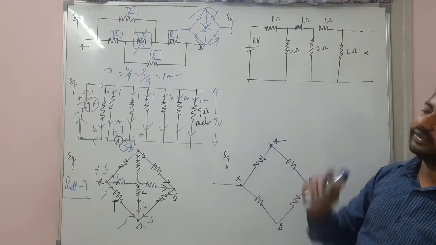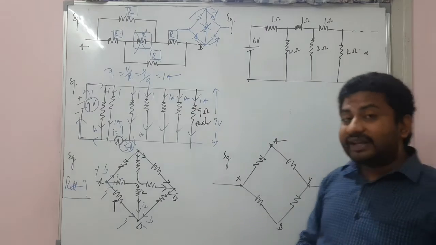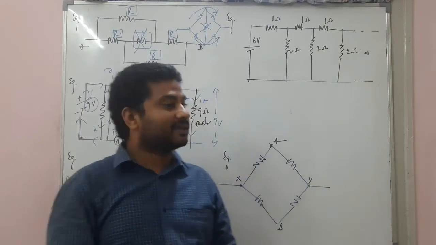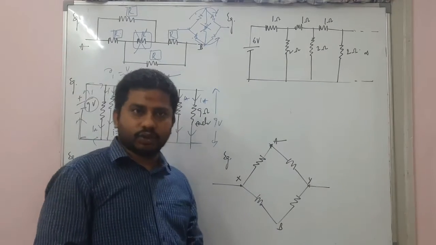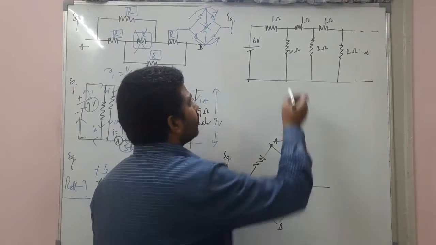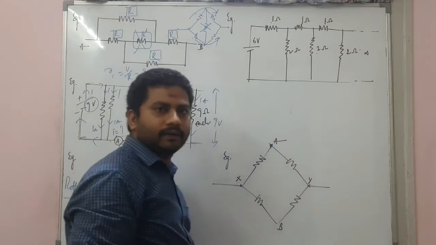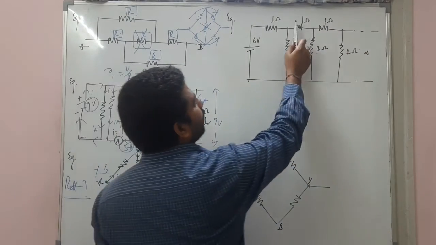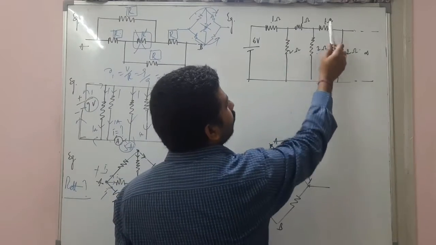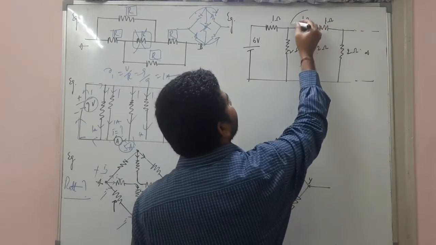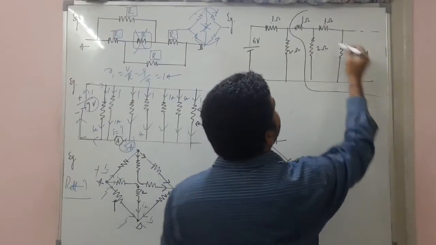Now, coming back to this. So this is an infinite ladder circuit. The name of this kind of question is infinite ladder circuit. See here. 1 ohm, 2 ohm, 1 ohm, 2 ohm, 1 ohm, 2 ohm, it goes like that till infinity. So what is the part that is repeating? This part.